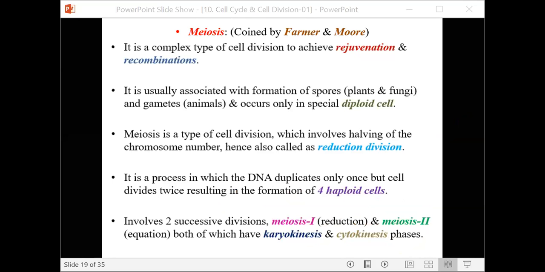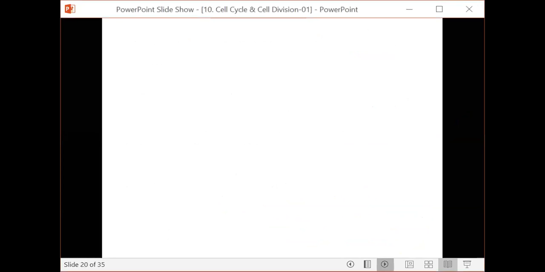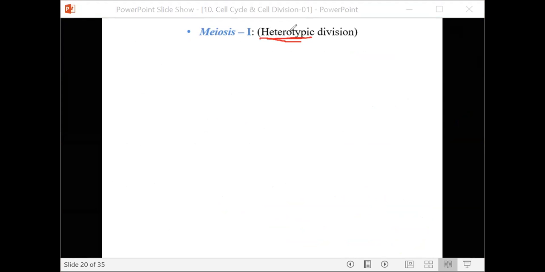Okay, going ahead. Coming to meiosis one. It is also called heterotypic division. The reason being that the chromosomal division that is separated is not equally given to each of the cells. Okay.